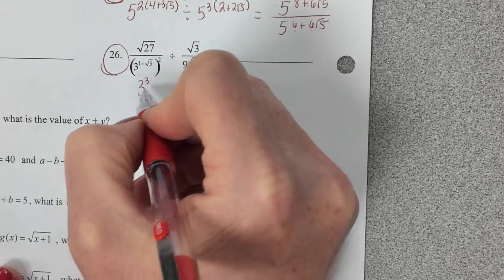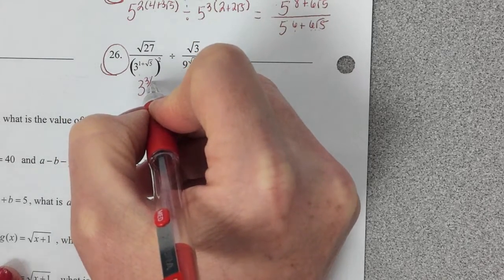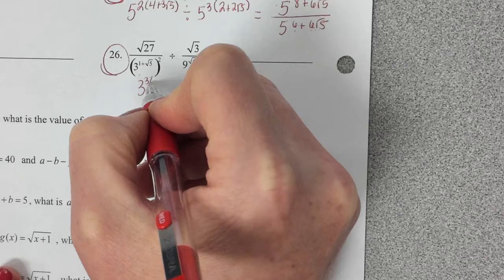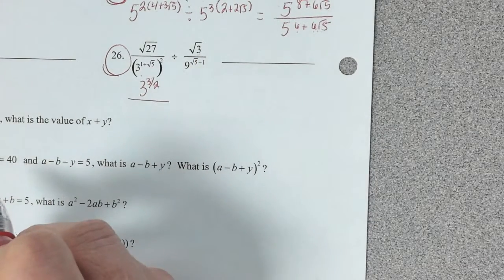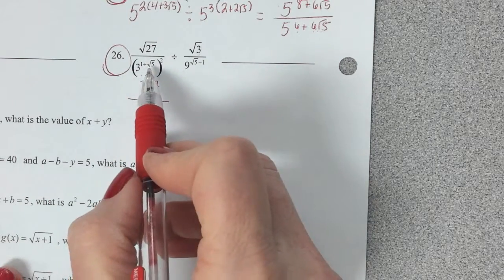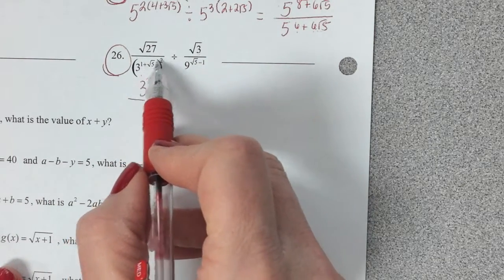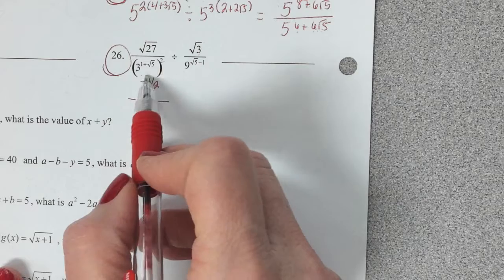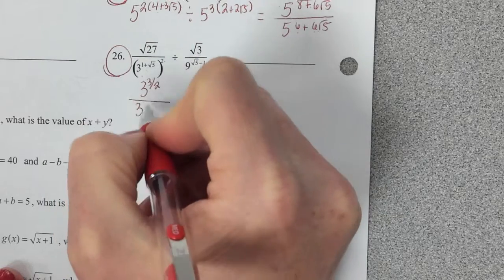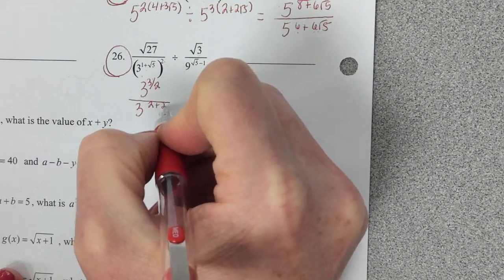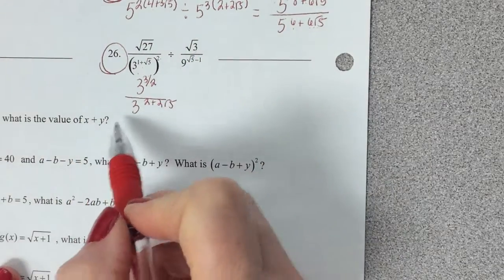So Maya, what has to go underneath the 3? 3 to the what? Okay, so we've got that. Caroline, what do I do if I have a power to a power? What do I do with those numbers? Multiply them, good. So I'm going to have 3 to the 2 plus 2 radical 5.